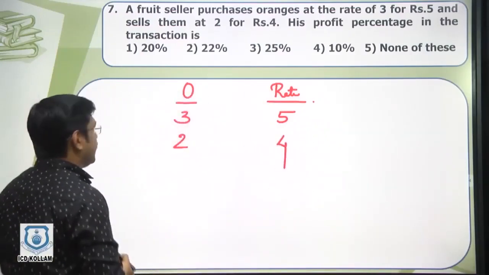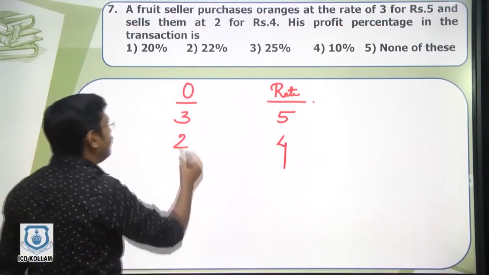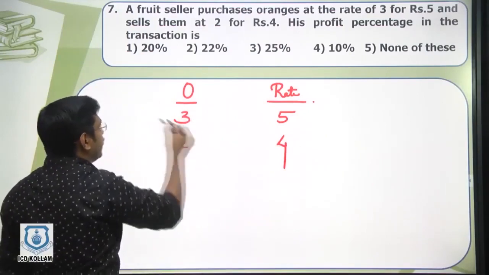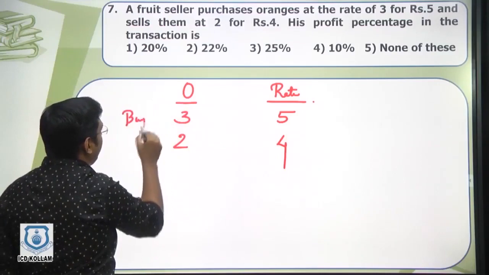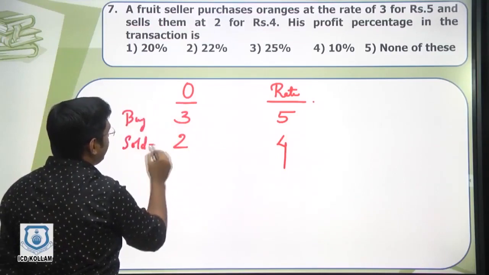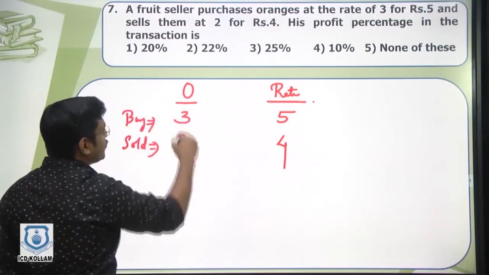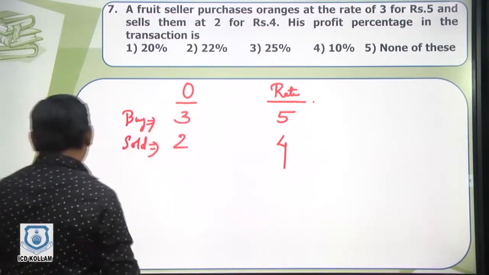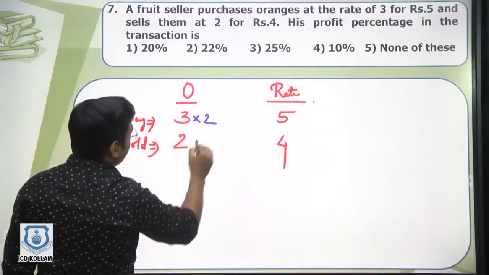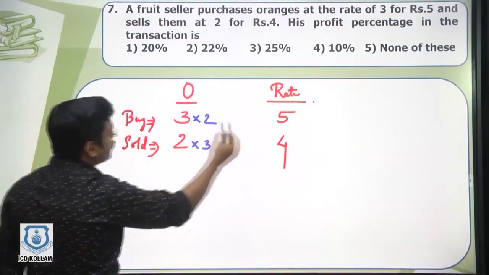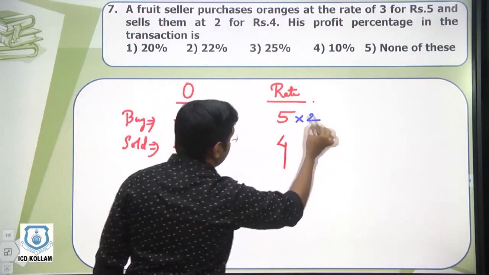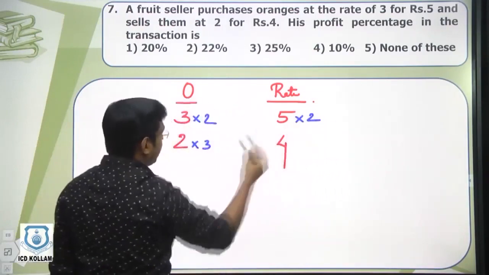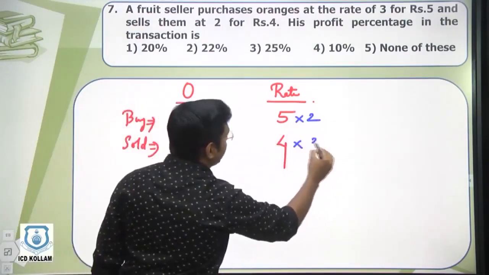As I already said in the previous question, we need to make these two values the same, that means the number of oranges bought and the number of oranges sold. In order to make these two values the same, we need to take the LCM. The LCM of 3 and 2 is 6. So 3 into 2 is 6 and 2 into 3 is 6. Since here I multiplied with 2, here also I need to multiply with 2. Here I multiplied with 3, so here also I need to multiply with 3.